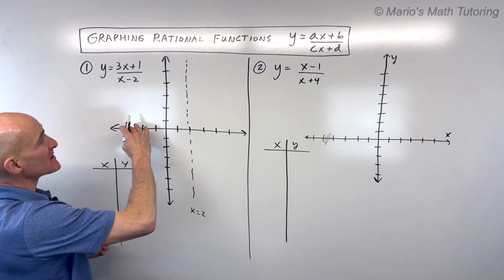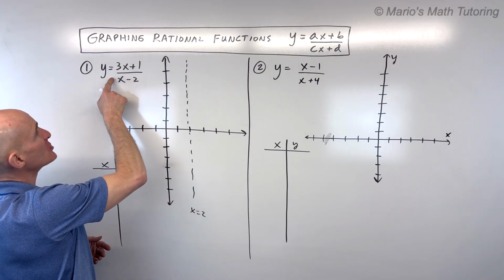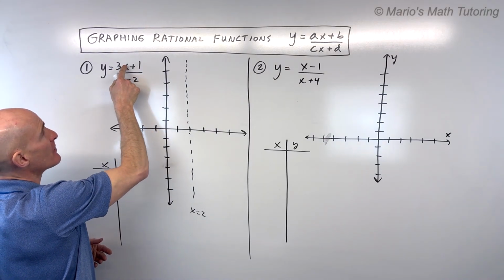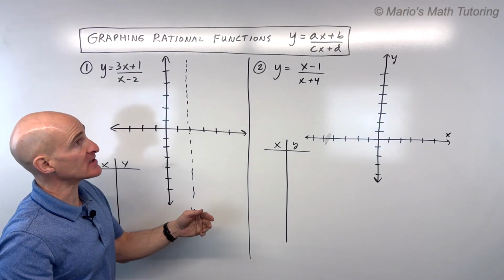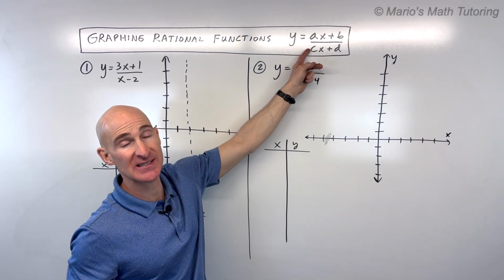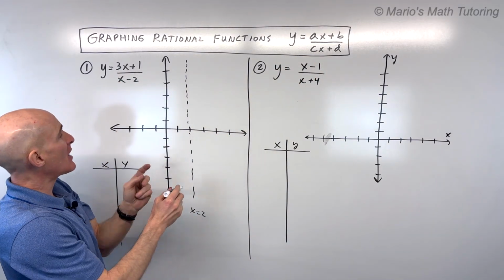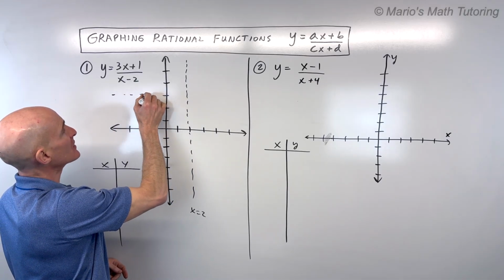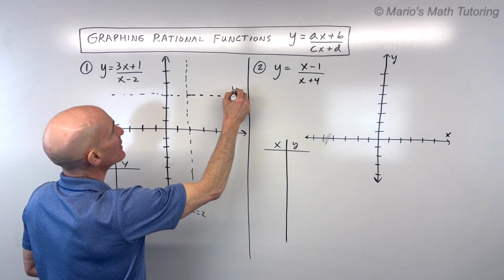Now, for the horizontal asymptote, I look at the ratio of the coefficients, the numbers that come in front of the variable x. So it's going to be the ratio of a divided by c. So in this case, it's going to be 3 divided by 1, which is 3. So I get a horizontal asymptote right here at y equals 3.